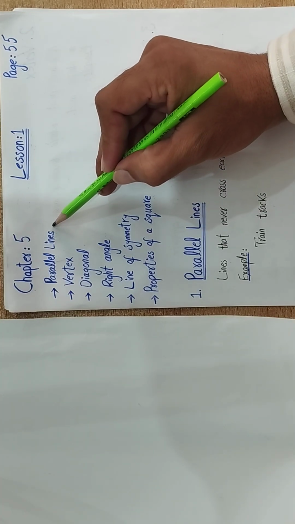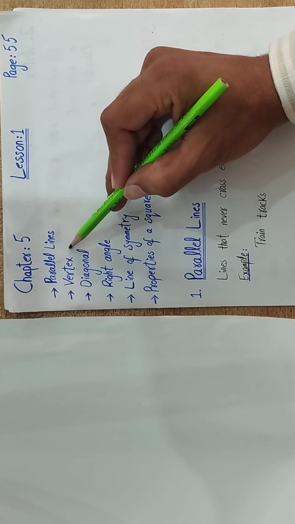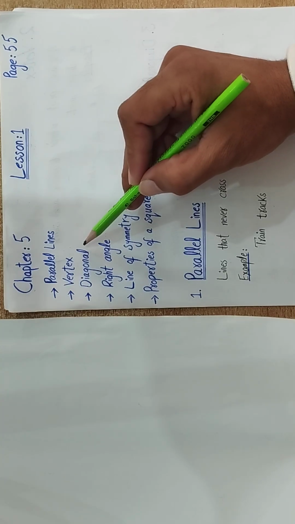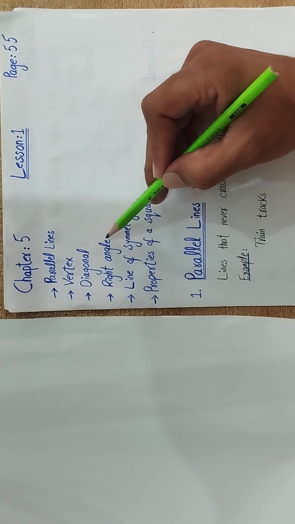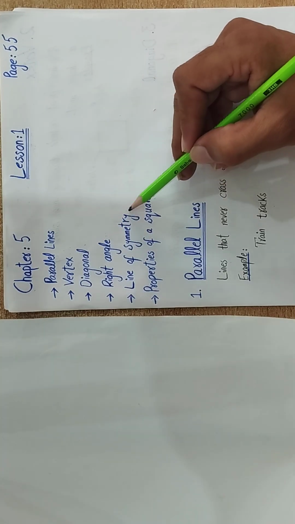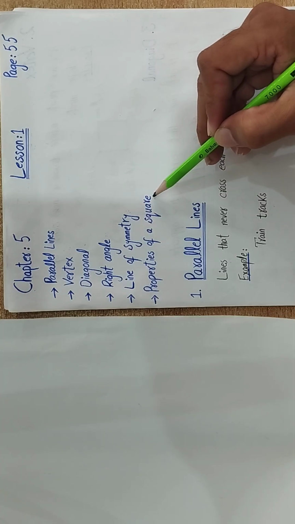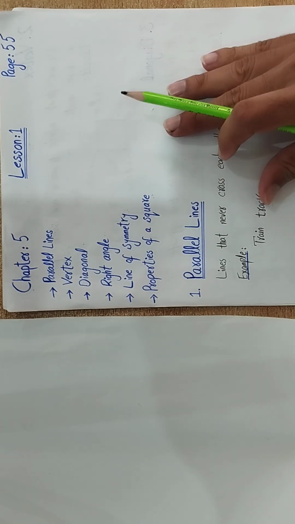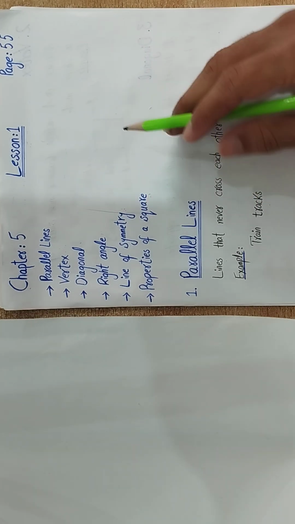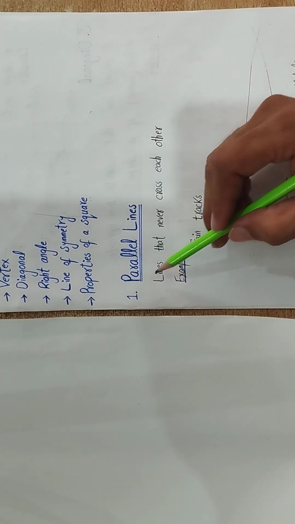The first definition is what are parallel lines. Second one is what is vertex. What do you mean by diagonal? What is a right angle? What is line of symmetry? And then at the last, what are the properties of square? Let's see these definitions one by one.